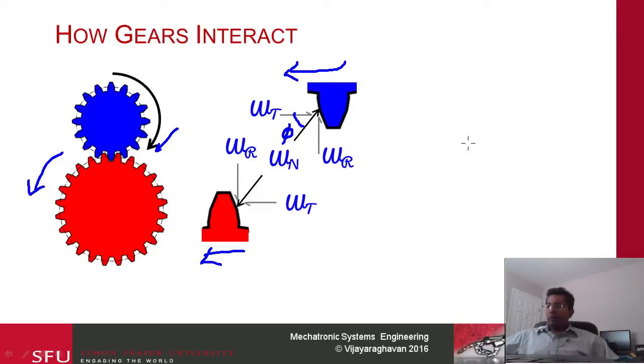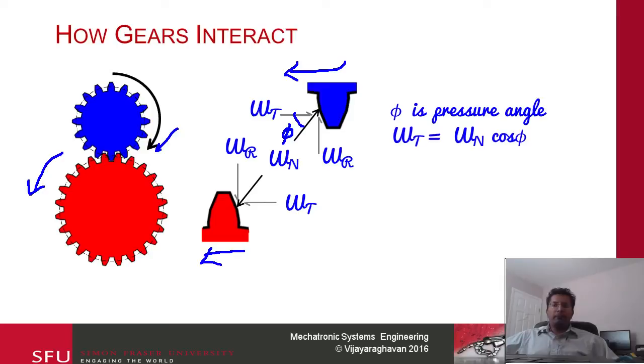And then what we can basically do is resolve all of our values. If phi is the pressure angle, what we can do is write Wt in terms of Wn. So Wt is actually going to be Wn cos phi, right? And then Wr is going to be the sine component. So Wr equals Wn sine phi.